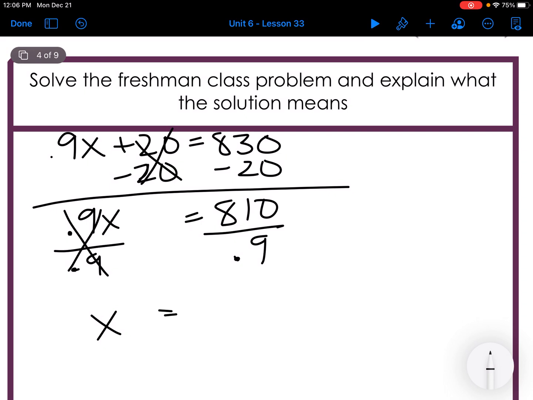I'm going to use my calculator, maybe. Yep, it's right here. 810 divided by 9/10. I get 900 students. What does that mean? 900 students were enrolled last year.